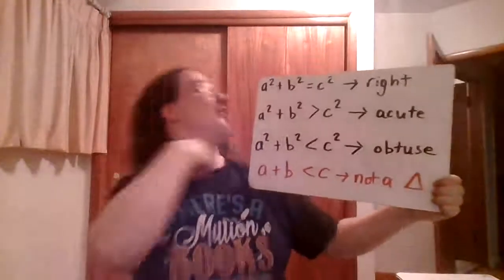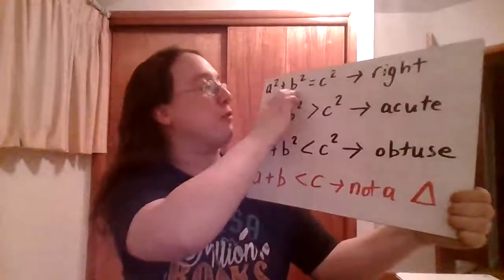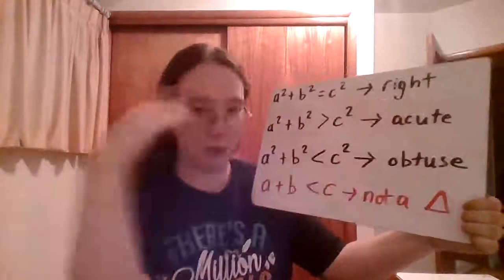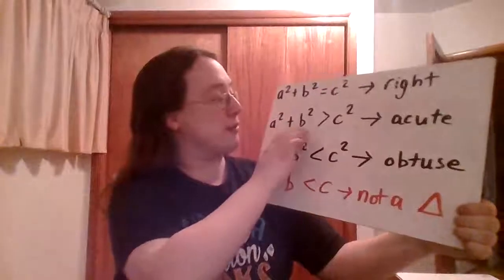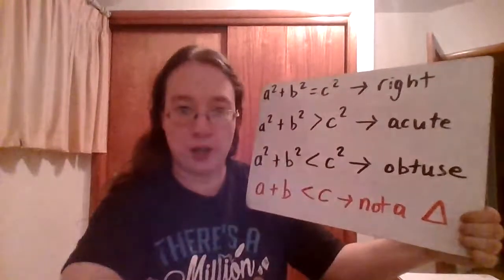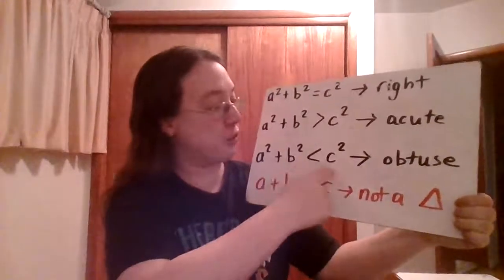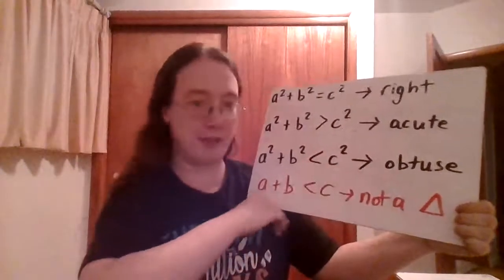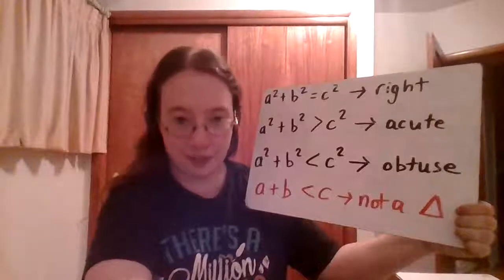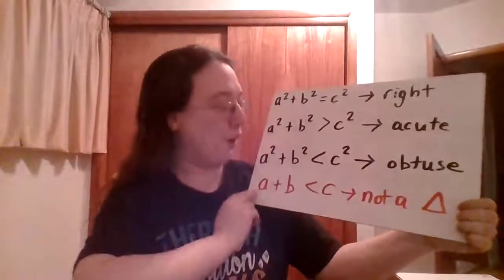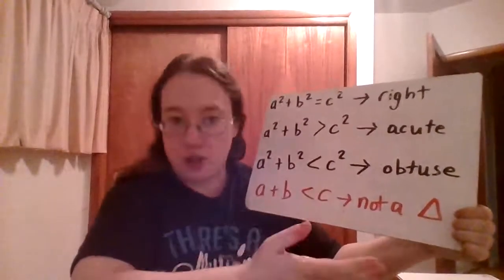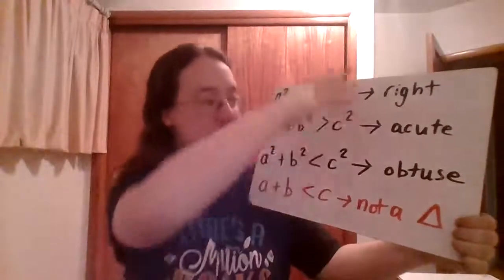Alright, for these next couple, the thing you're going to want to jot down if you didn't already when we went through this the first time is that if a squared plus b squared equals c squared, it's a right triangle, that's one you probably remember. If a squared plus b squared is bigger than c squared, it's an acute triangle. If a squared plus b squared is less than c squared, it's obtuse. And if a plus b is less than c in the first place, that's not a triangle. So if you have something like 1 and 1 and 10, that's not a triangle. So then we don't need to do the rest of it.